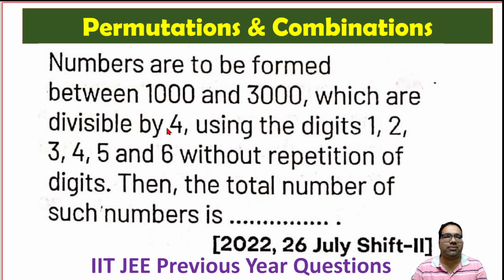They are divisible by 4. That means the final two digits should be divisible by 4. That is the first condition. And these numbers should lie between 1000 and 2000. Obviously, then these four digit numbers have to start with either 1 or 2. If it starts with 3, 4, 5, 6, obviously those numbers will be greater than 3000. So they cannot start with 3, 4, 5, 6.